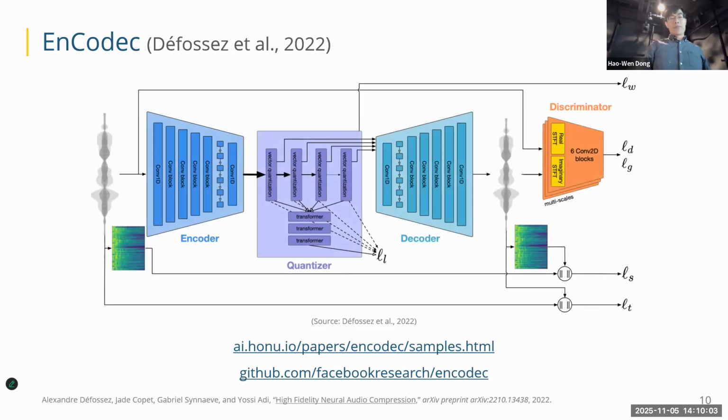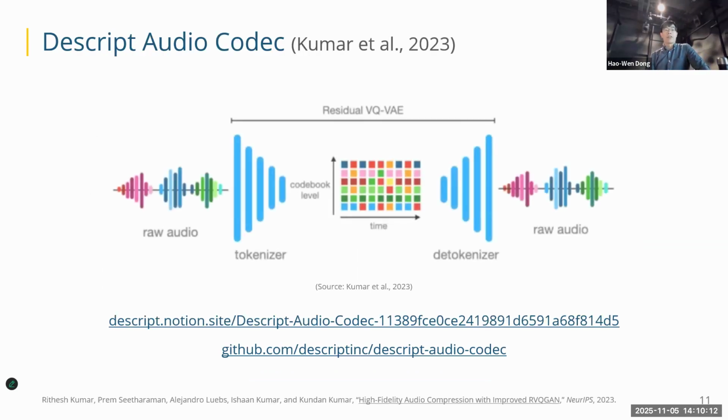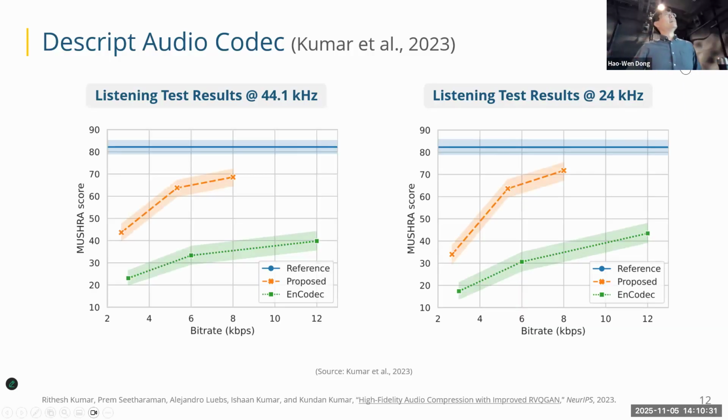There's also some other models, but I won't go into details. EnCodec is a better version built on top of SoundStream. And Descript Audio Codec is another one. But these codecs work very well in terms of their compression rate, but also the reconstruction quality. So just to show you how that might look.